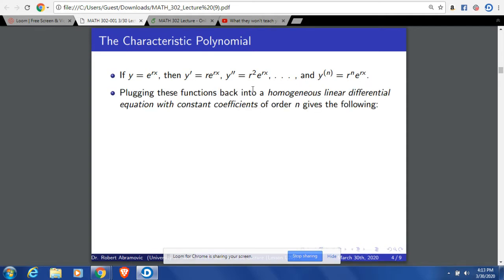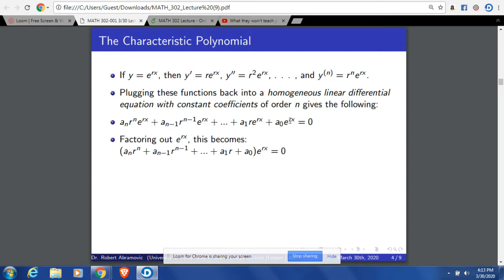Plugging these functions back into the homogeneous linear differential equation with constant coefficients gives the following: a_n r to the n e to the rx plus a_{n-1} r to the n-1 e to the rx, all the way to a_0. So in this case, we have a factor of e to the rx in each term, and if we factor that out, we get e to the rx, and what's left is: y was replaced with r, and the number of times it was differentiated is replaced with the power. n here, and n-1 here, and just 1 here. r to the 1 is just r.